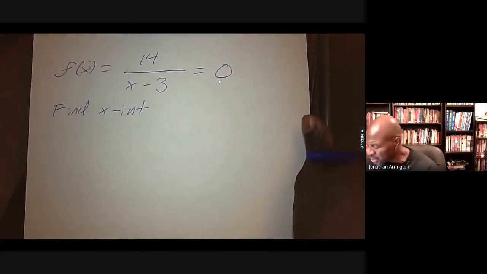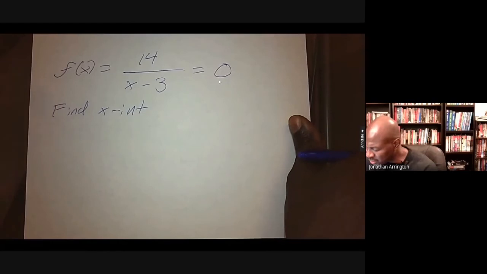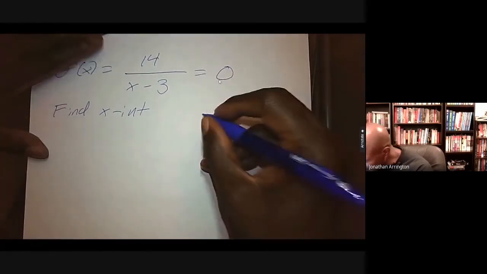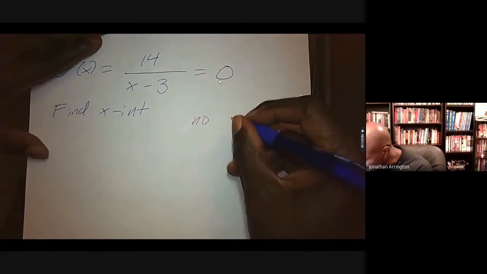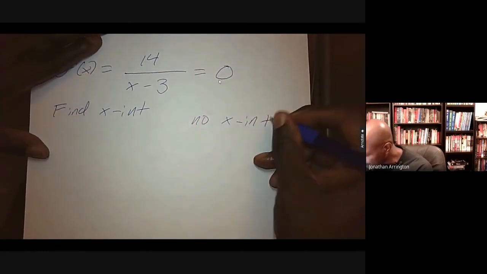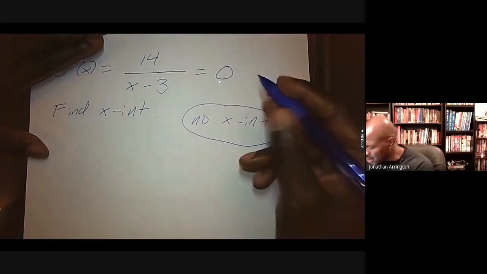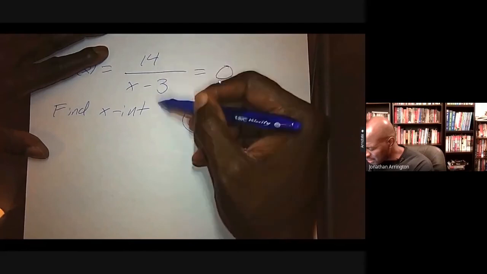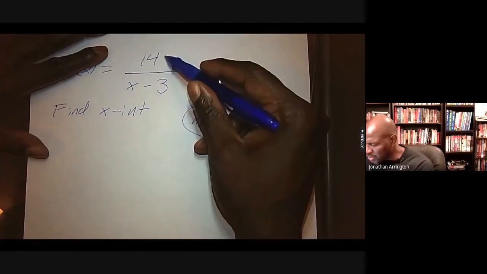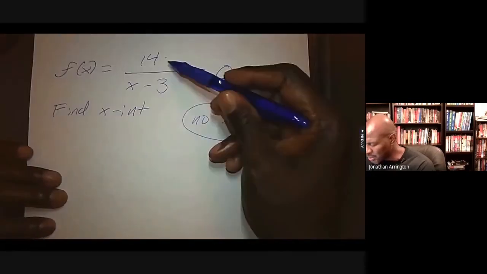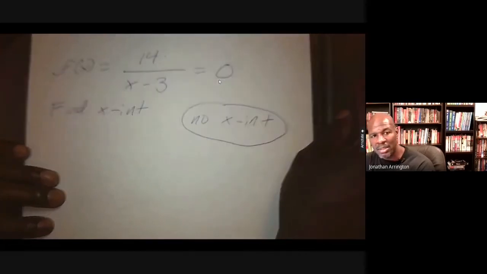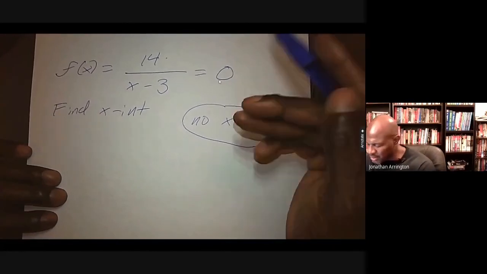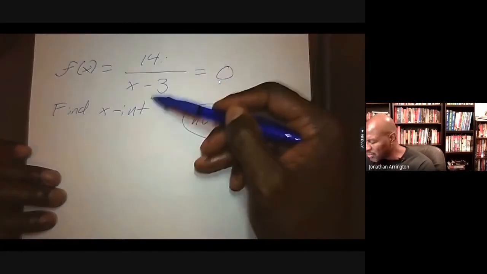Okay, so you should have solved the equation. Let's see if we agree on the answer. So what I got for x, well, actually I didn't get anything for x. So this has no x-intercept. Why? For this rational expression to be 0, my numerator has to be 0. The numerator is a constant. It's never going to be 0. Constants don't change, hence the term constant. So there's no way in the world this expression will ever be 0.